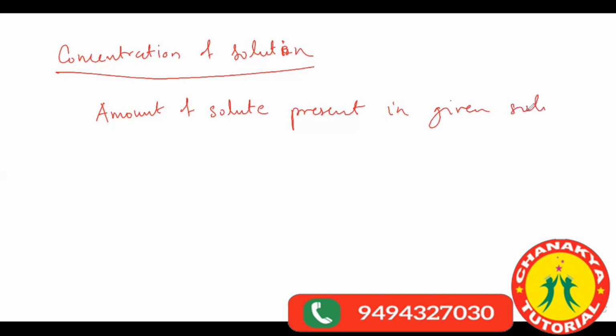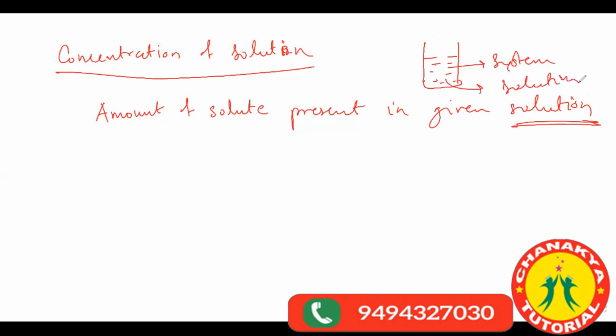Why solution? Because solution is a complete 100% quantity of that system. System means the thing which we are going to observe. So we are going to observe the things which are present in the beaker, right? So this is our system. And the system has solute plus solvent. That is nothing but what? Solution.